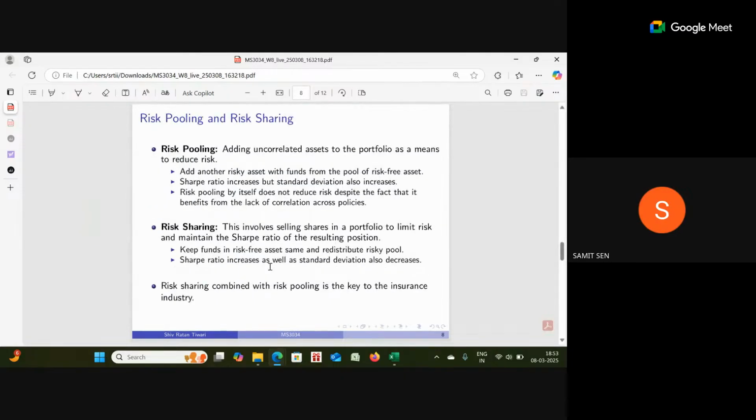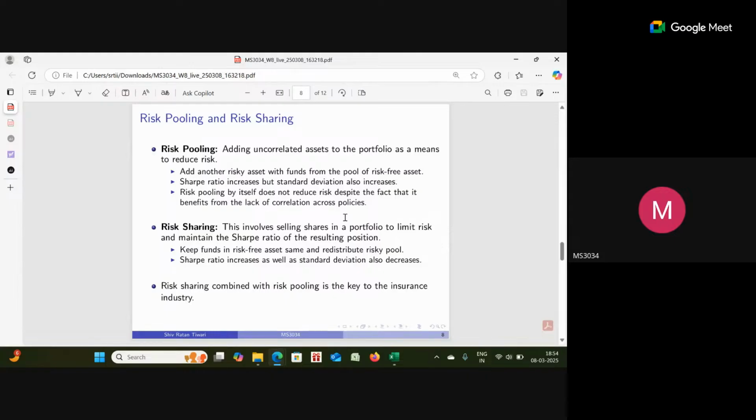Okay, there was a brief discussion of risk pooling and risk sharing. Risk pooling and risk sharing mean you include more risky assets in your portfolio in order to reduce the overall amount of your risk. Risk pooling means you add uncorrelated assets to your portfolio to reduce risk. What you do is add another risky asset with the funds from the pool of risk-free asset.